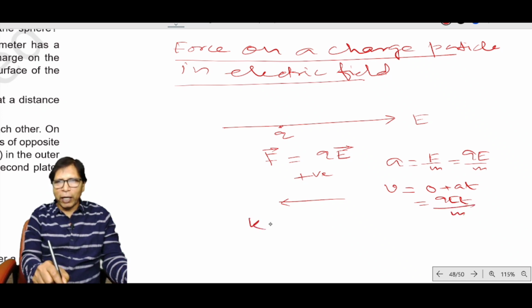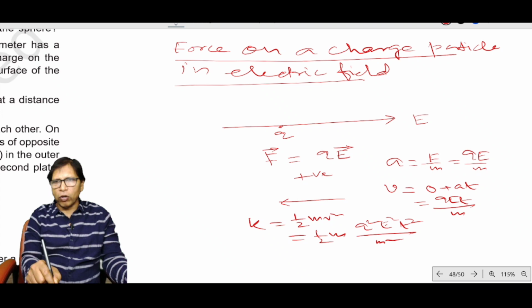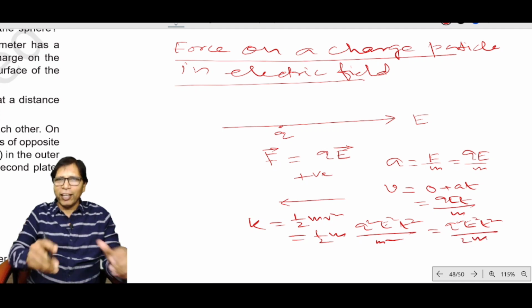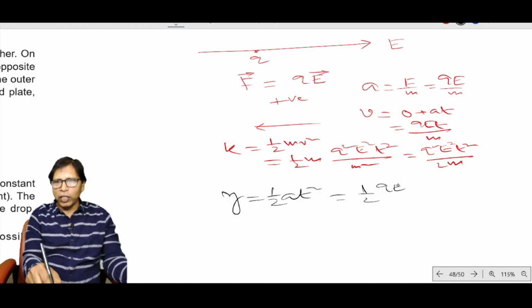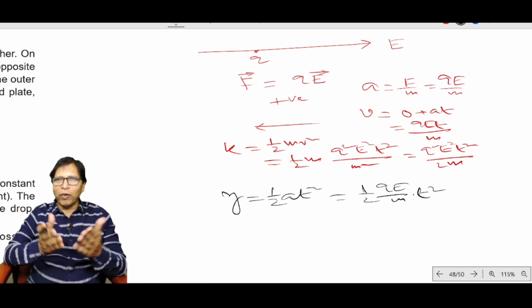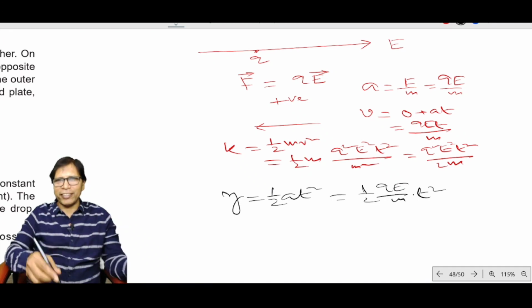Now the kinetic energy of the charged particle, KE equals half mv squared. So this is half m times q squared E squared t squared by m squared, which is q squared E squared t squared by 2m. The displacement y equals half times qE/m times t squared. Now a numerical related to this.